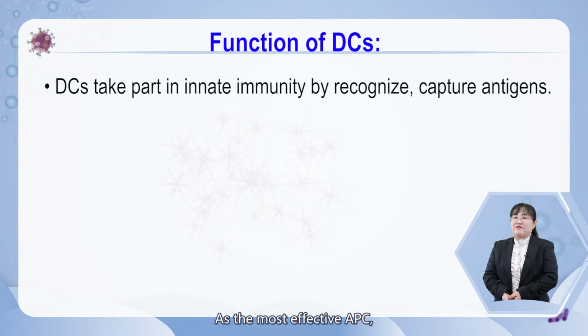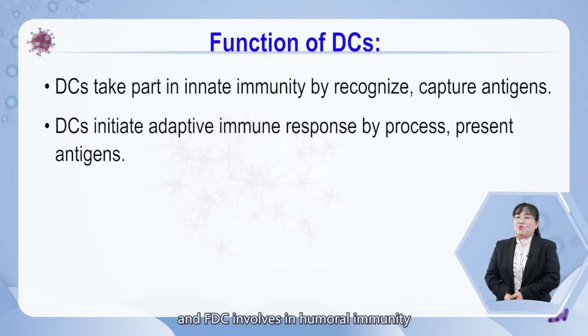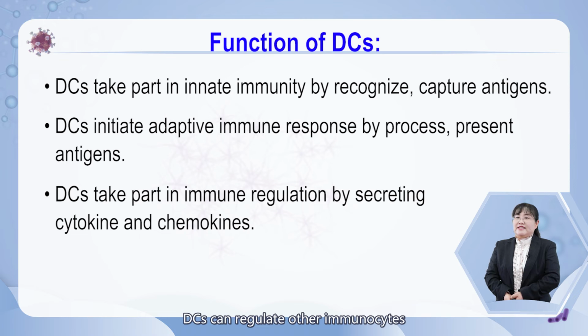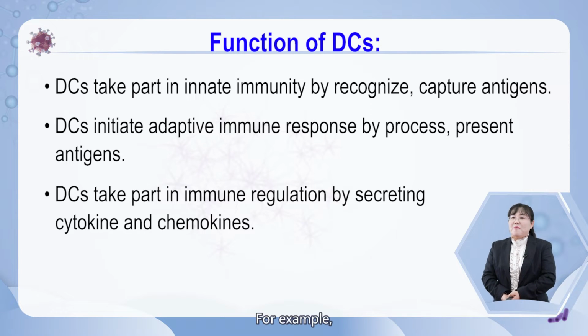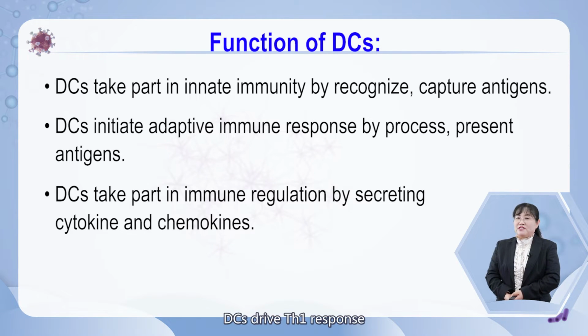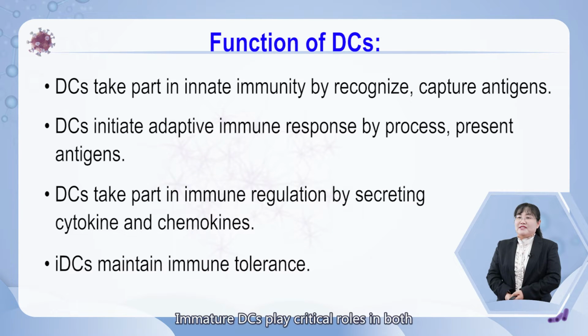As the most effective APC, DC initiates naive T cell response, and FDC involves in humoral immunity by helping B cell proliferation and differentiation. DC can regulate other immunocytes by secreting multiple cytokines and chemokines. For example, DC drives Th1 response by secreting interleukin-12. Immature DC play critical roles in both central and peripheral immune tolerance.